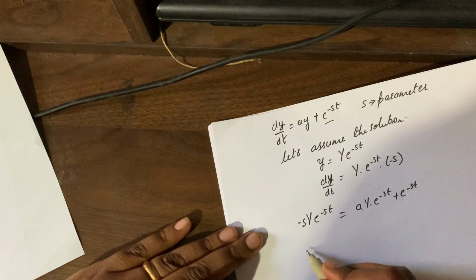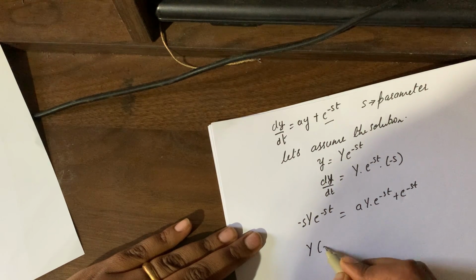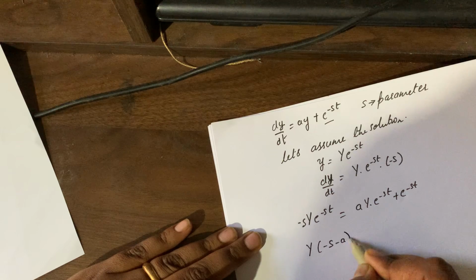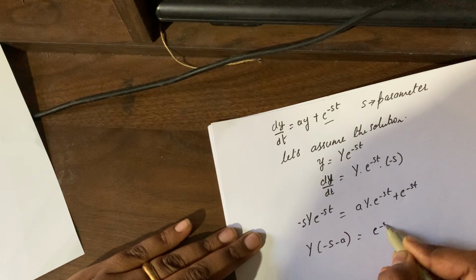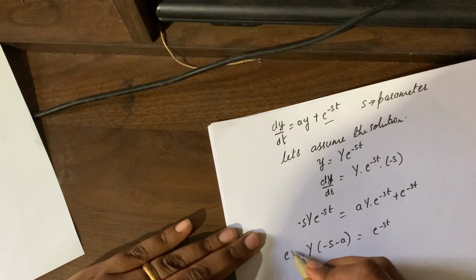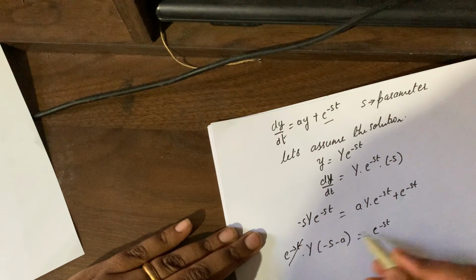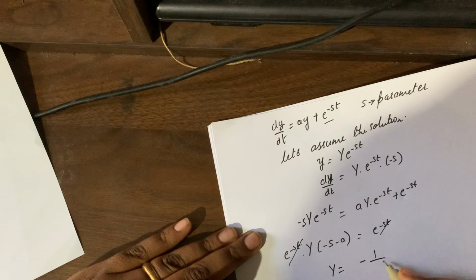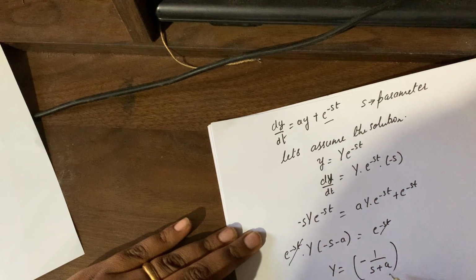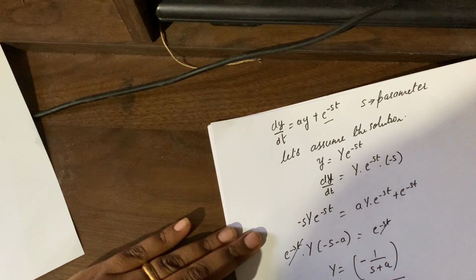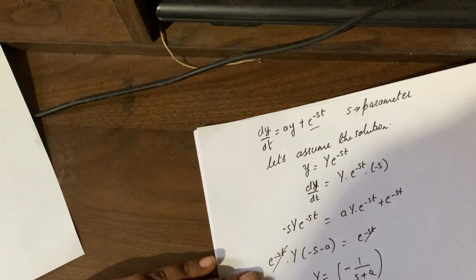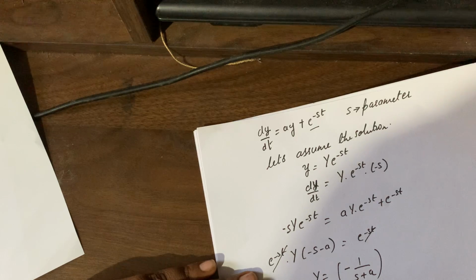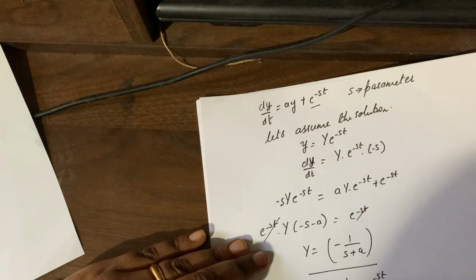Take this guy this side. So we get Y times (minus a minus s) is equal to e to the power of minus st. Okay, so e to the power of minus st just cancels. So Y is equal to minus 1 by s plus a. This is interesting actually. Now when we put back this capital Y into the equation that we already have, the solution to the equation is this: minus 1 by s plus a times e to the power of minus st.